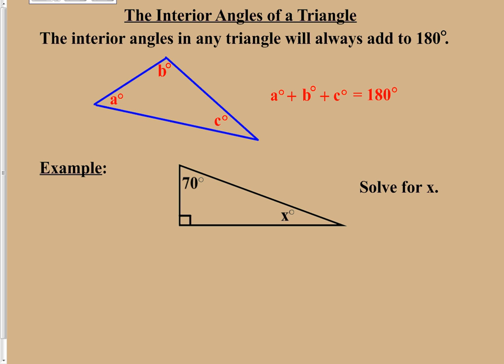Well, do we know two angles of our triangle? Of course we do. We have a 70 degree angle that is marked for us. We have the right angle box that is indicated in the picture, so that's 90. And of course x is unknown. So the equation that needs to be written is 70 plus 90 plus the unknown x should result in 180. Now all you have to do is solve for x.